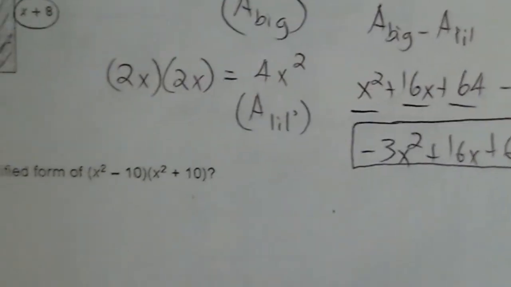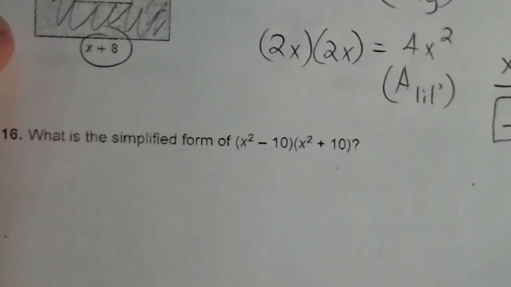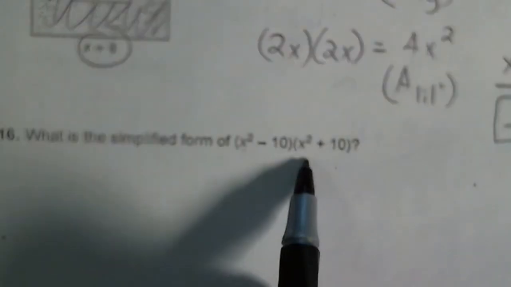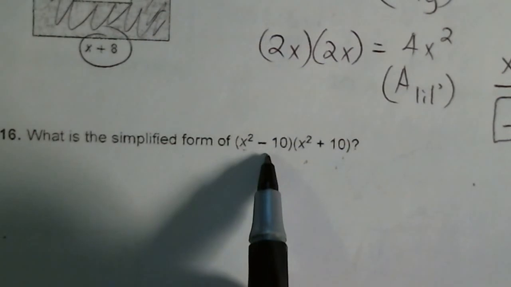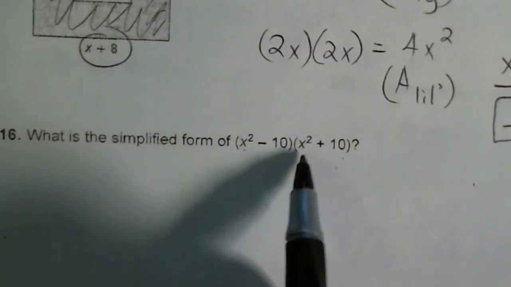Okay, last one. What is the simplified form of x squared minus 10 times x squared plus 10? This is another one of our special cases. This is a difference of squares. How do I know it's a difference of squares? Because the first terms are the same, the back terms are the same, and one of my binomials is negative, one of my binomials is positive.